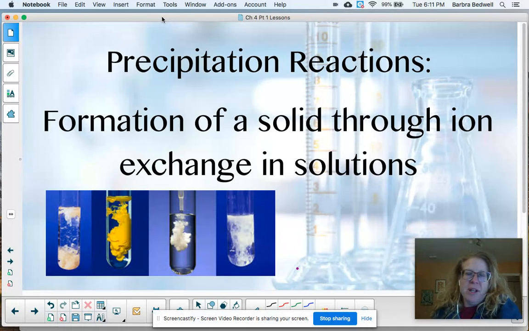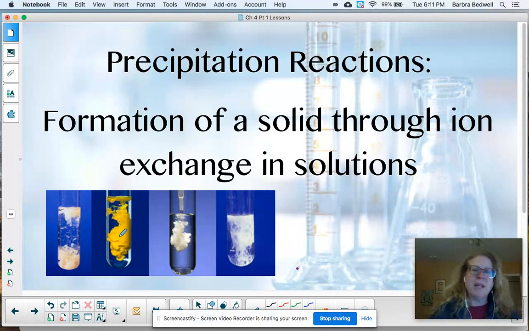So we're going to be taking a look at a couple of examples where we take two clear solutions, combine them together, and produce a solid, kind of like the pictures on the screen there. When I say a precipitation or a precipitate, this is what precipitates look like. You've got two clear solutions, and yet there's this cloudy, oftentimes white, but could be an interesting color, solid that forms from this.